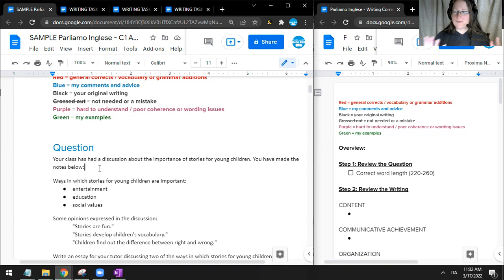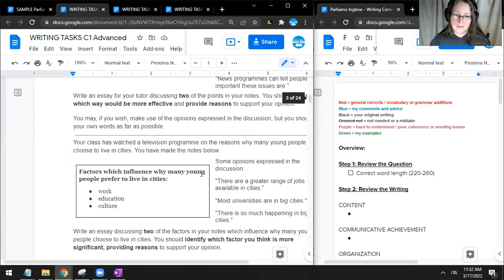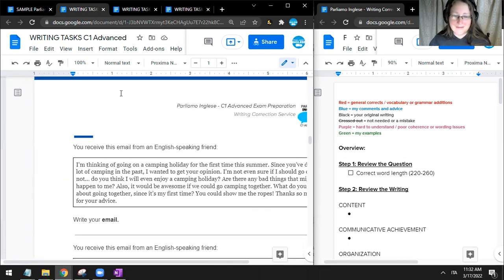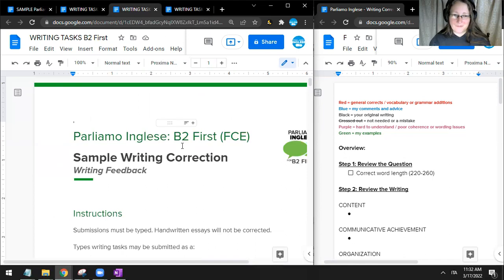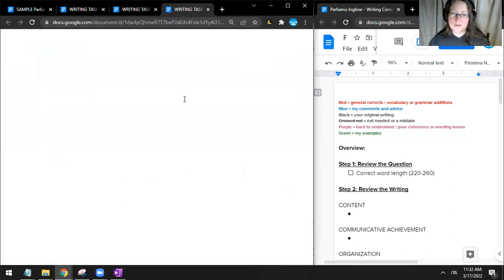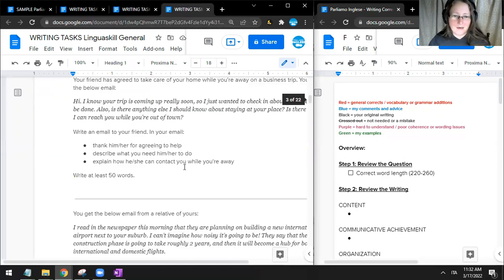Yeah, so just a really quick explainer: when you book a correction from myself, I will actually send you a list of tasks that you can choose from. So you can see here that I've compiled a selection of C1 Advanced tasks. I also have documents for the B2 First exam. And I think there's like 8 or 10 different types of each kind of question. So it's a pretty good balance.